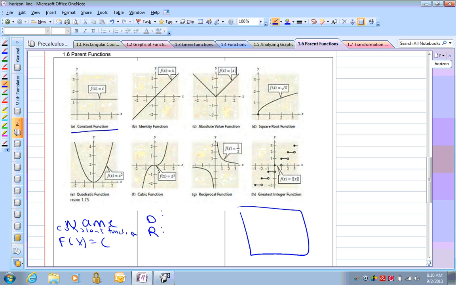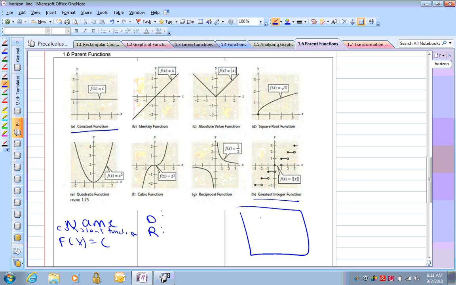These are the parent functions. One last thing. Remember that all the above functions can be found by creating a t-table, and then any other base function could also be found the same way, even ones that are not listed here. There is a special greatest integer function right here that we want to talk a little bit about as we go on. That's a particular type of step function.